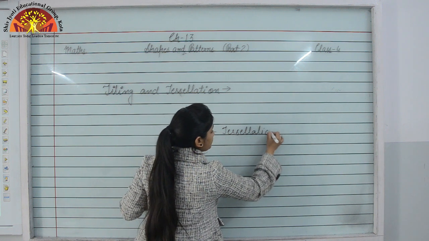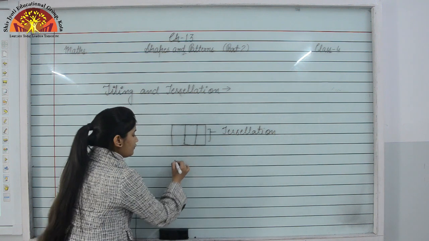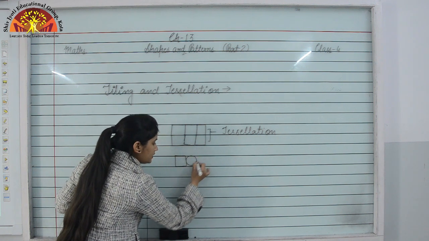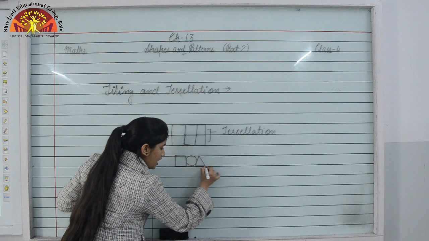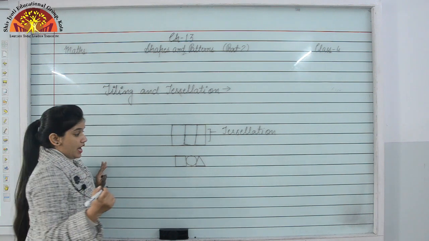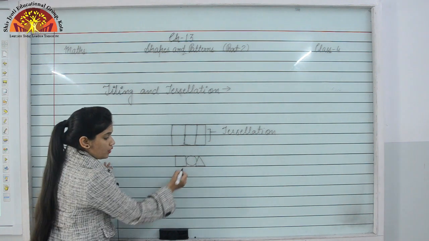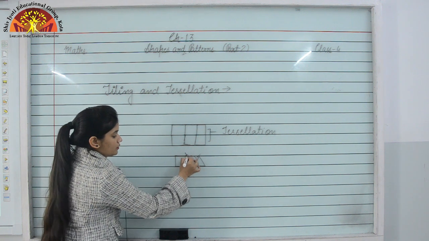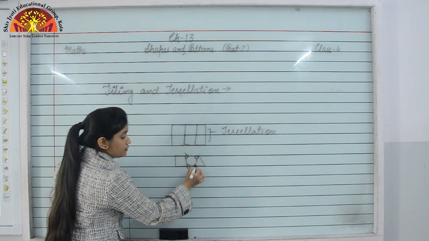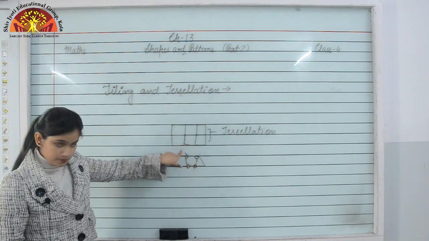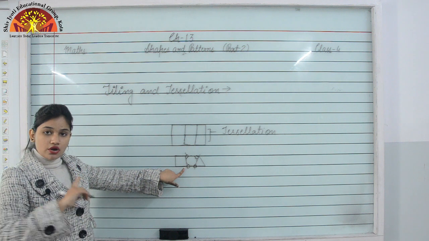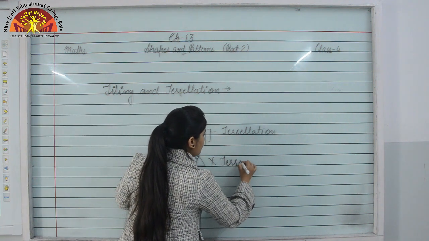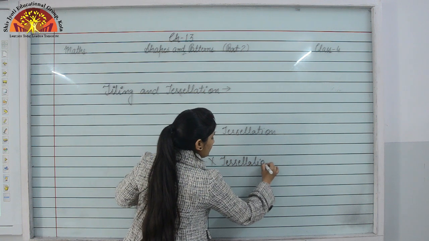Okay students? But now if I take a square and the next I am taking a circle and the next I am taking a triangle, I have taken three different shapes, and what we are observing here, now we can see some space is coming here. We can see some space between them. It means this is not the example of tessellation. Okay, this is not the example of tessellation.